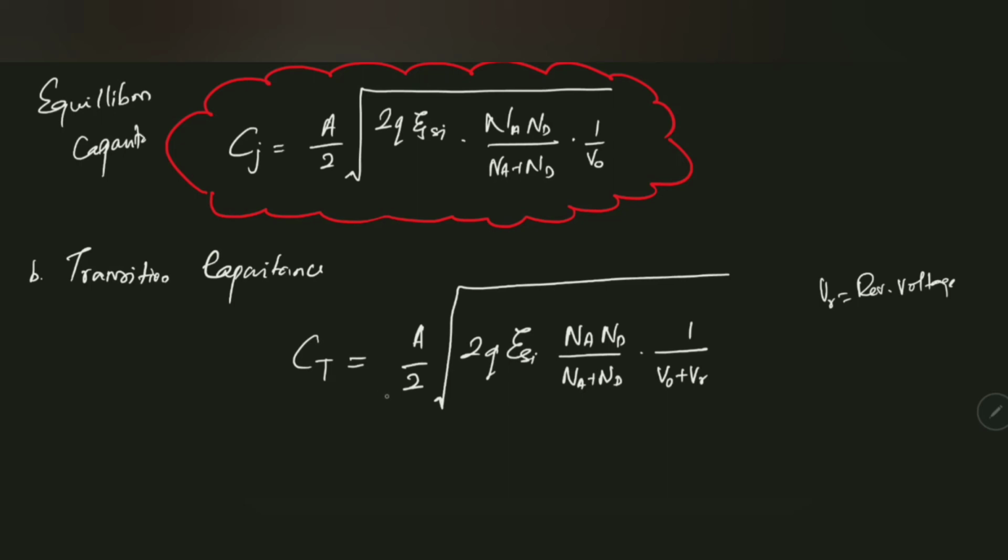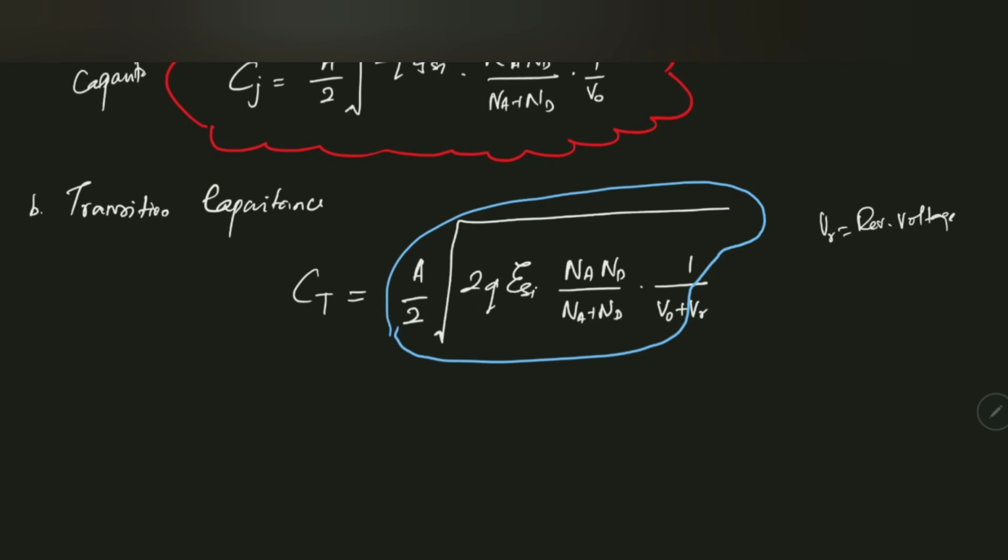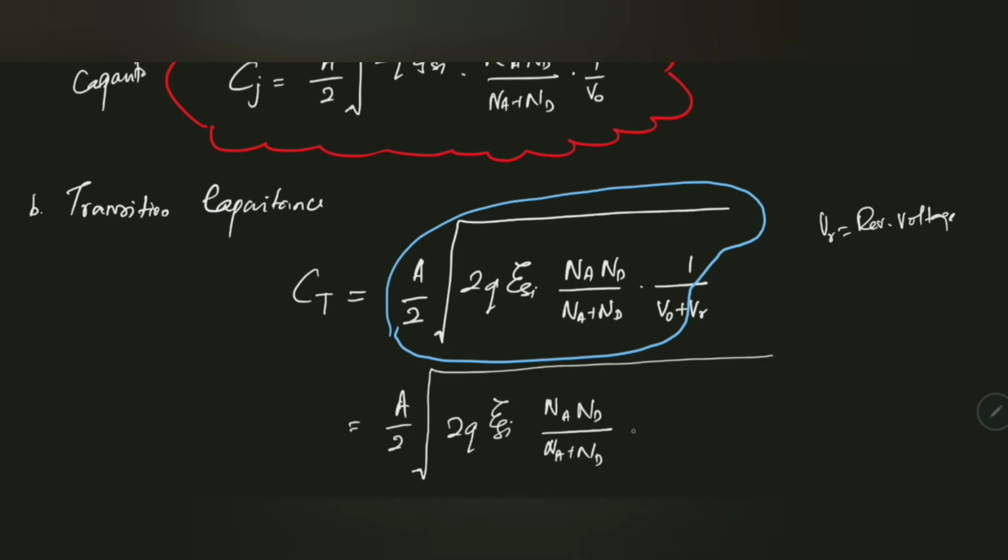Except for this V naught, the rest is nothing but your Cj. Let me take that expression. If I take V naught outside as common, it will be given as A by 2 the whole root of 2q epsilon Si Na Nd by (Na plus Nd). I am taking V naught outside, so it will be given by 1 divided by V naught, by (1 plus Vr by V naught).